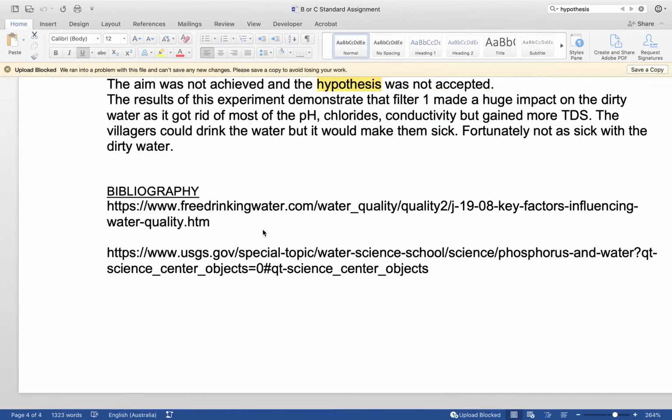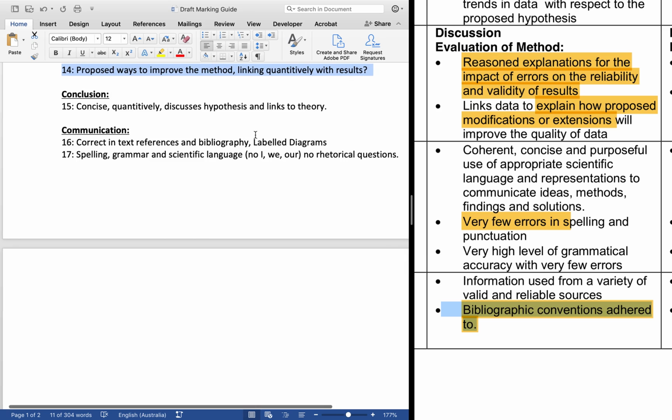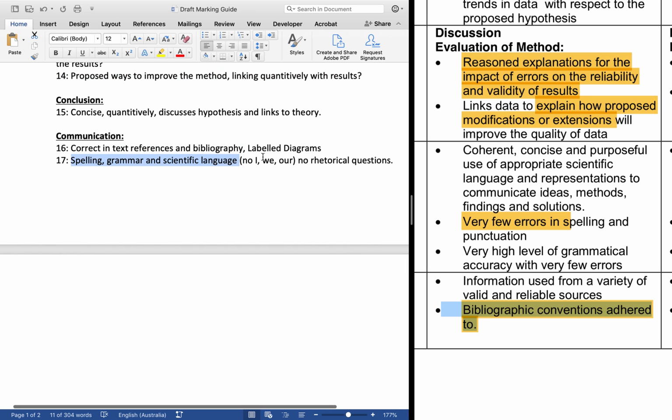And the final point, though, is spelling, grammar, scientific language. So no I's, we's, or ow. There was a few I's and we's and ow's and the group and things like that. Actually in both of them, so that will need to be removed. But let's look at the bibliography now.